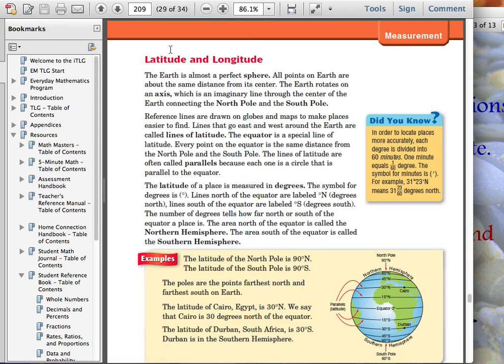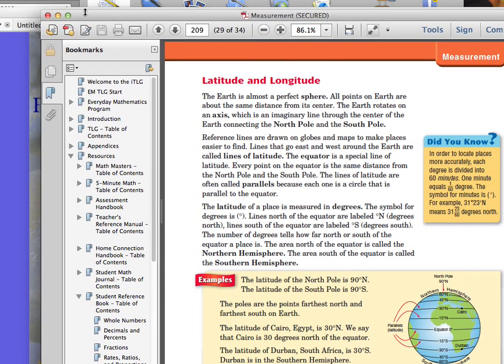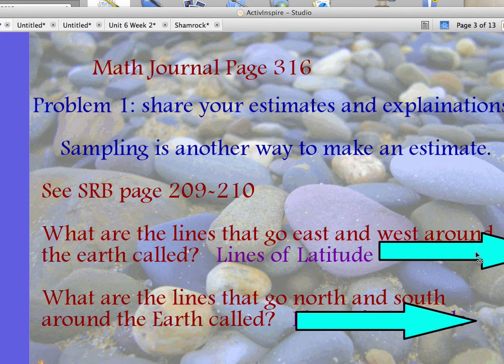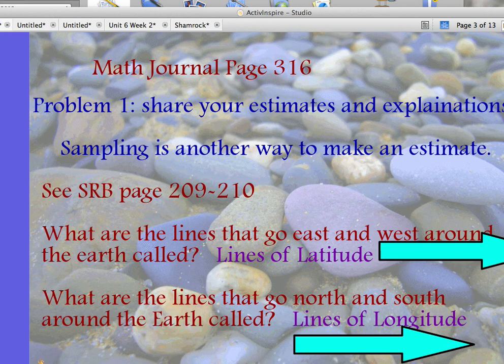Big ideas that we need to think about: latitude and longitude. Remember that latitude, you sat on the lat, okay, so that is our horizontal line going back and forth, whereas longitude is so long, it's going to be going up and down. You'll need to know that as you grab your cards to figure out what your location is for your latitude and longitude. So what are the lines that go east and west around the Earth called? Well, they are the lines of latitude. What are the lines that go north and south? Lines of longitude.